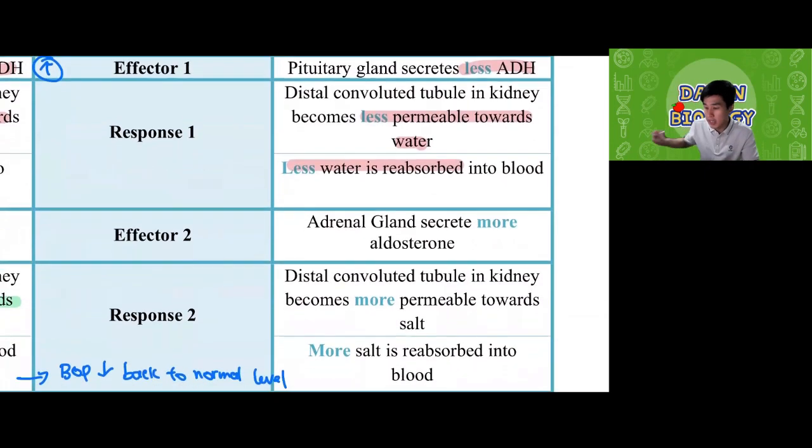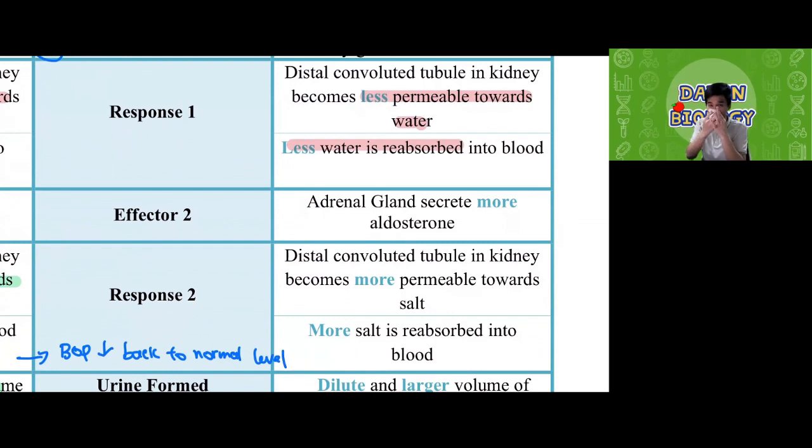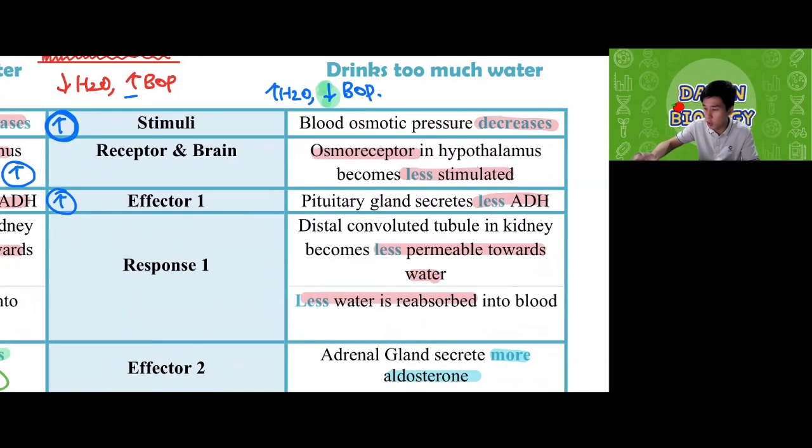Now for salt, because your blood is too diluted, you want to absorb more salt to make it more concentrated. That's why aldosterone is now being secreted. Opposite, the arrows are reversed already. Just now it was all up, and now it's all down.